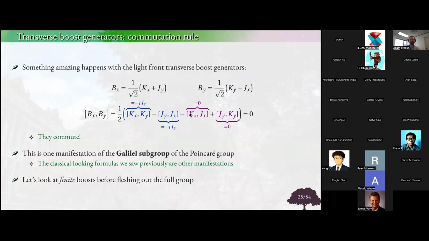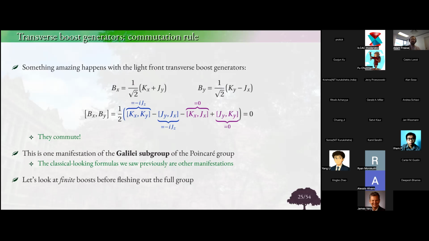On the other hand, the x direction boost and rotation around the x-axis commute, similarly for the y-axis. But these two commutators that give you an infinitesimal rotation around the y-axis come in with an opposite sign, and they cancel out. So what we call the light front transverse boost generators commute with each other. This is one manifestation of what's called the Galilei or Galilean subgroup of the Poincare group, which is also responsible for all the classical looking formulas that we've seen so far.